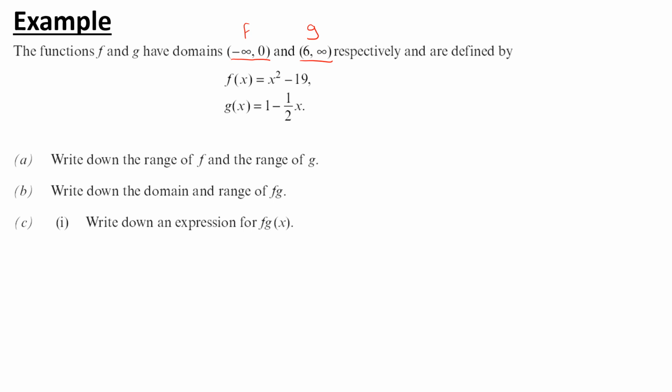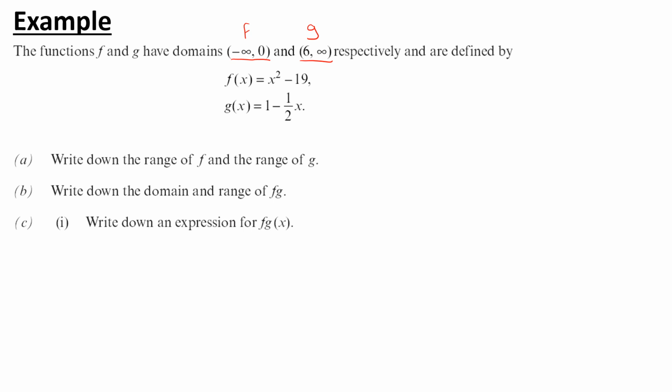Now in part A, we're asked to write down the range of f and the range of g. So these are just individual functions, f and g separately. So this is like what we learned about last week. Then when we get on to parts B and C later on, they are where the composite functions come in, the fg. So that's what we've been studying today. But first of all, let's have a look at part A.